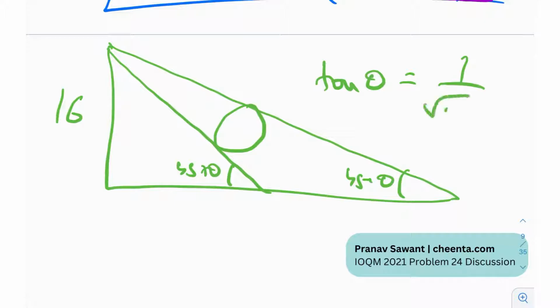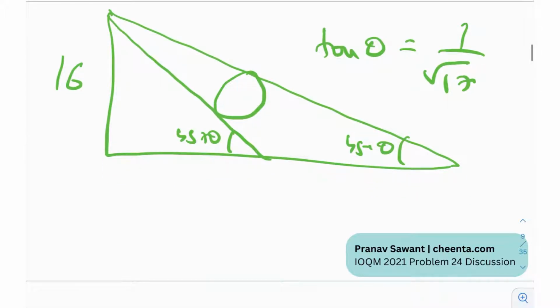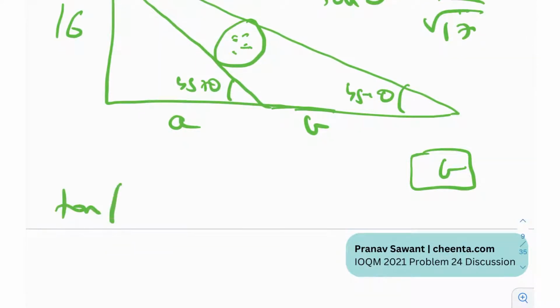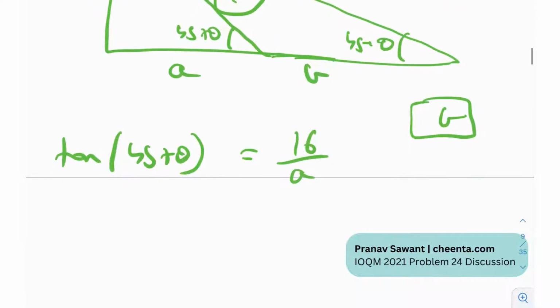1 by root 17. So after this, it is just application of trigonometry that we had studied till like grade 9th and 10th, elementary. If I just consider this to be A and this to be, what do we have to find? B. We have to find B, right? The shadow that this figure casts on the x-axis will be B. So we need to find B. Now, just applying trigonometry, what is tan 45 plus theta? It is 16 by A.